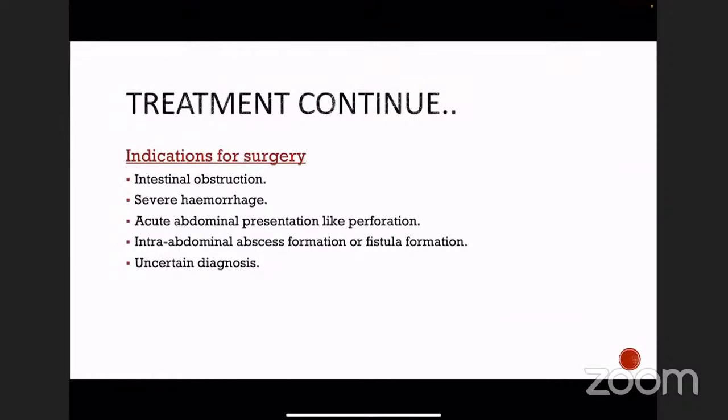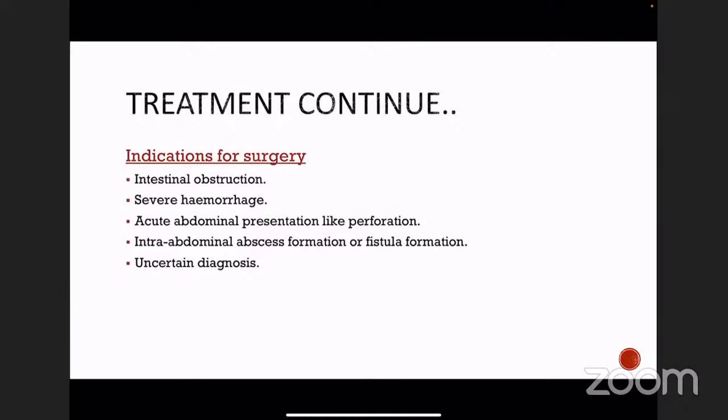So drug therapy we have all given, but when to think about surgery? What are the indications for surgery in such patients? If a patient has come with intestinal obstruction, severe hemorrhage, or an acute abdominal presentation like perforation, or any intra-abdominal abscess formation or fistula formation, or if there is an uncertain diagnosis, in such cases we have to go for operative intervention.